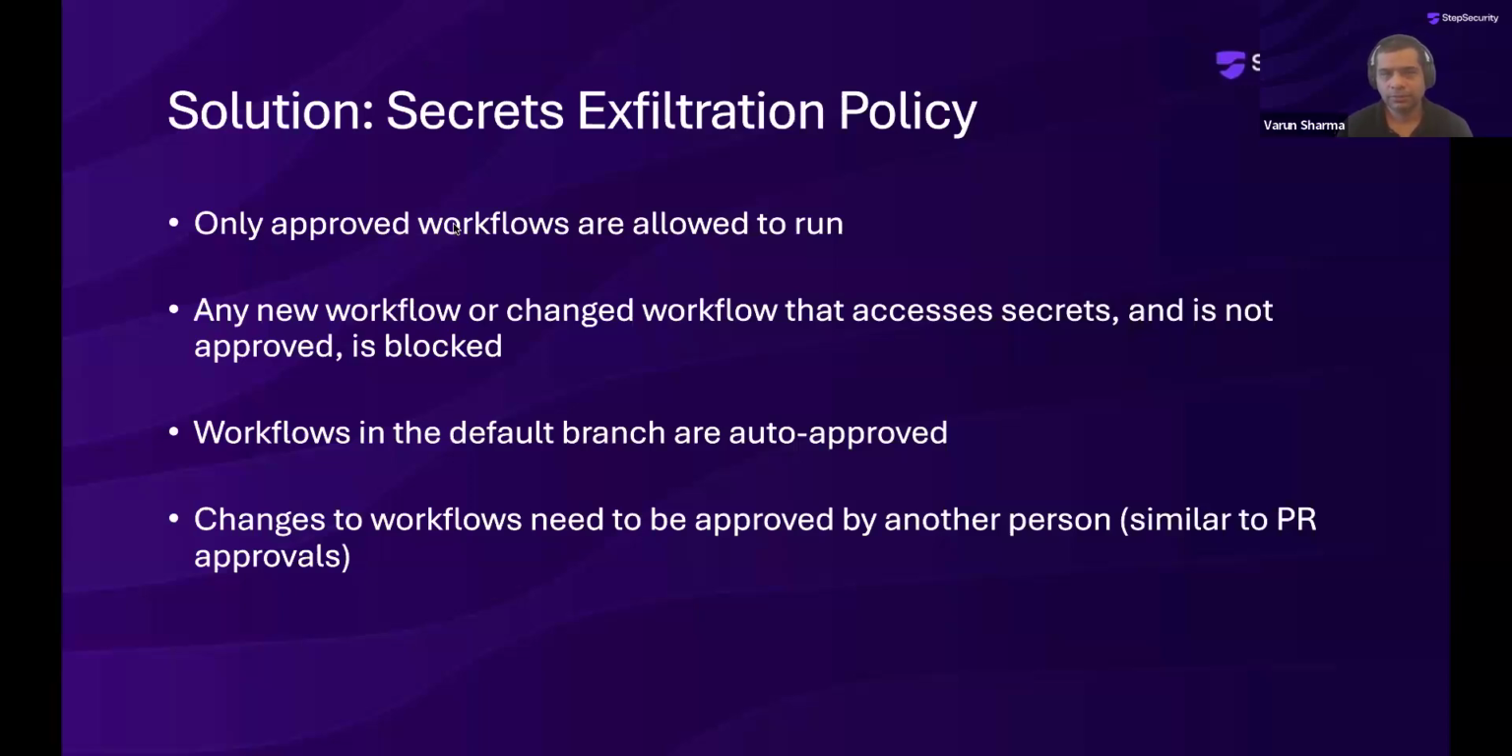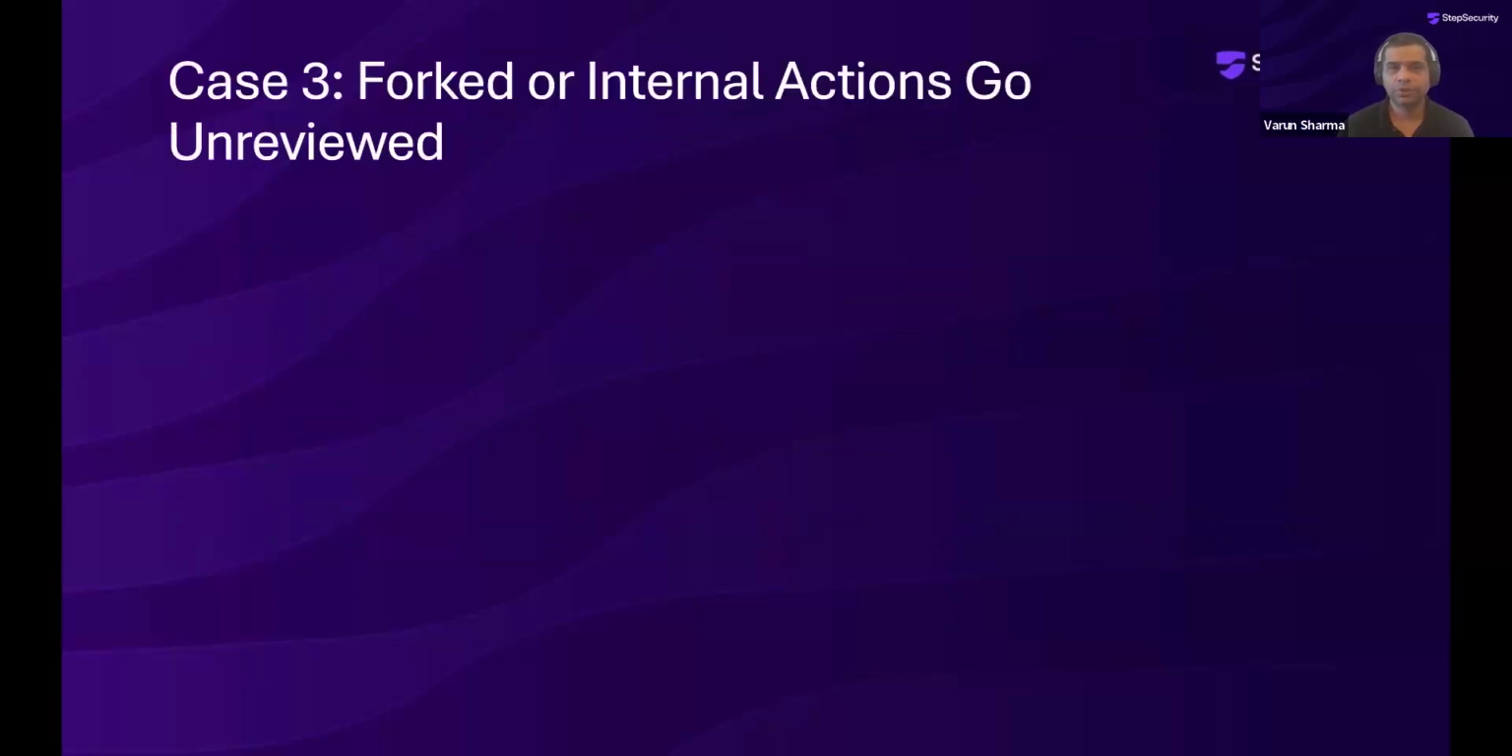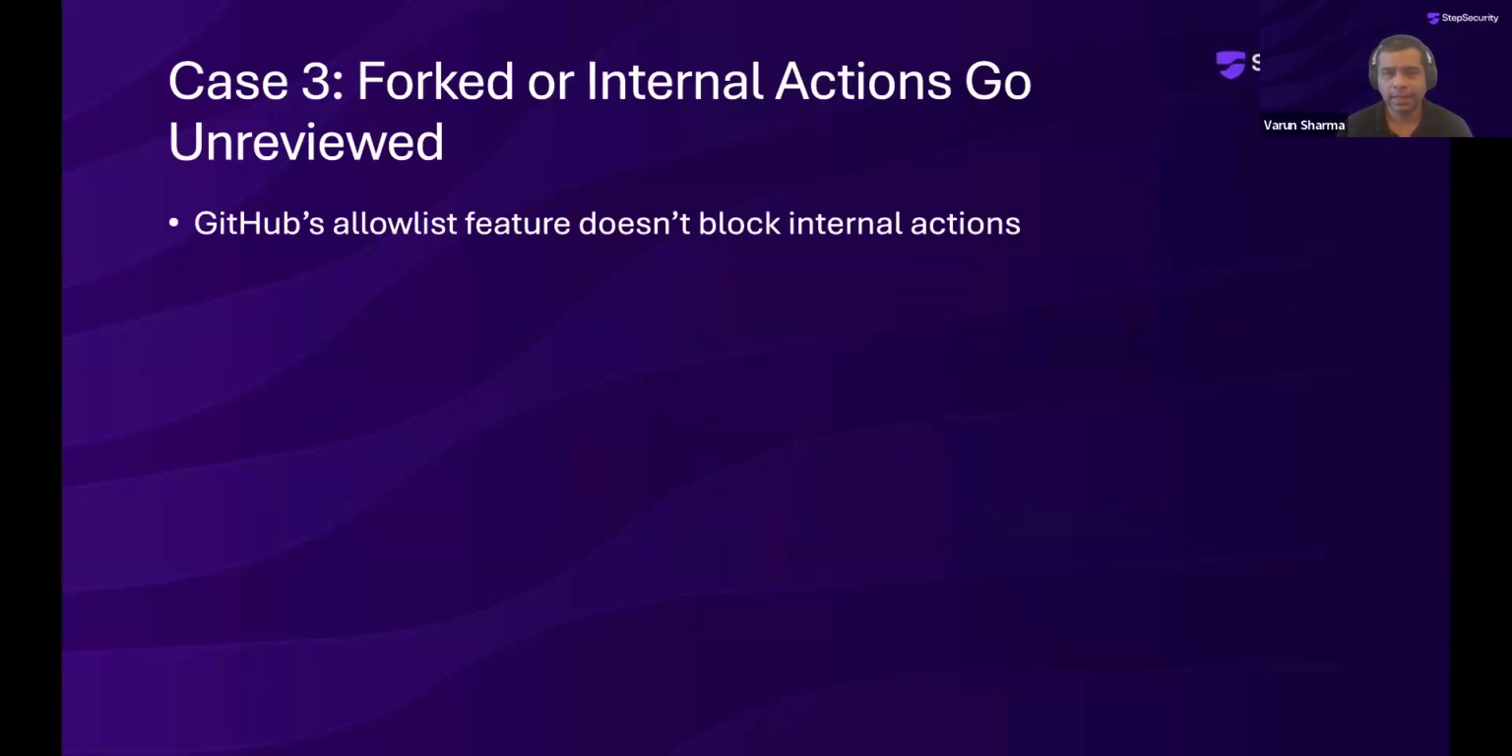So now we've looked at a couple of scenarios where workflow run policies help. Let's go to the next one, which is a scenario where forked or internal actions go unreviewed. And the scenario here is that you are using GitHub's allow list feature to allow a set of actions in your organization, and you have set up a review process. So anytime a new action needs to be used, it goes through a review process, and someone looks at it, reviews it, and if they find it to be good, it gets added to the allow list.